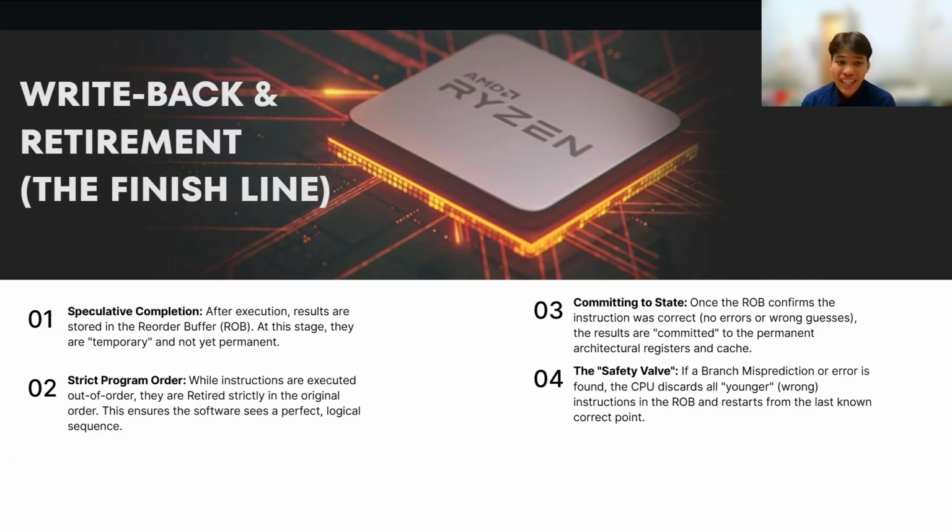The finish line, write back and retirement. In the final stage, results are stored temporarily in a massive 256 entry reorder buffer, the ROB, while instructions are executed out of order. They are retired strictly in their original program order to ensure the software sees a perfect logical sequence. Once the ROB confirms the execution was correct and no branch misprediction occurred, the results are permanently committed to the registers and cache. If an error is found, the ROB acts as a safety valve, discarding the wrong instruction and restarting from the last known correct point.